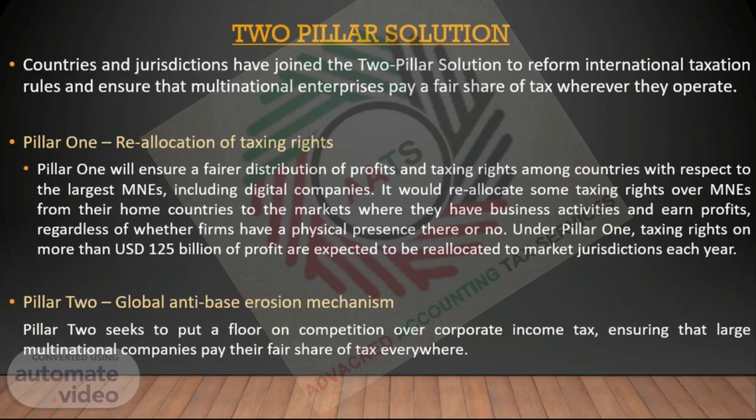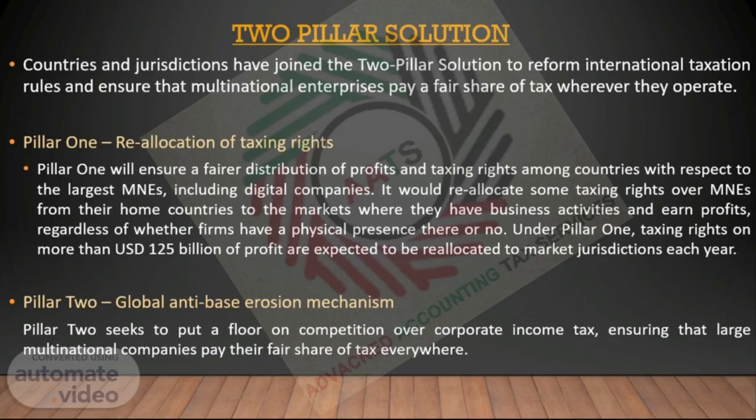Pillar 1 will ensure a fairer distribution of profits and taxing rights among countries with respect to the largest MNEs, including digital companies. It would reallocate some taxing rights over MNEs from their home countries to the markets where they have business activities and earn profits, regardless of whether firms have a physical presence there or not. Under Pillar 1, taxing rights on more than $125 billion of profit are expected to be reallocated to market jurisdictions each year.